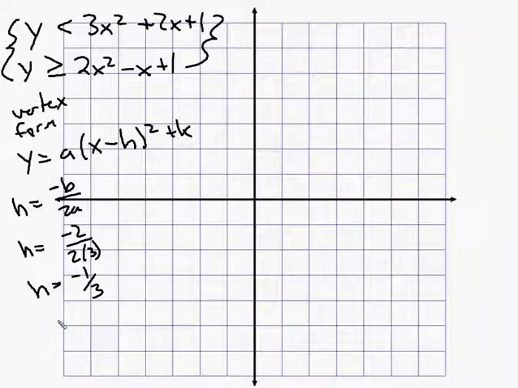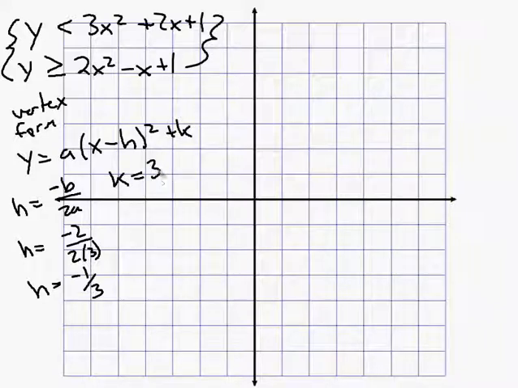Alright, so we take that negative 1/3 and we put it into here to get k. So let's get our k. Did I do that right? Let me just double check. Negative b, negative 2 over, yep. Unfortunately, we did that right.